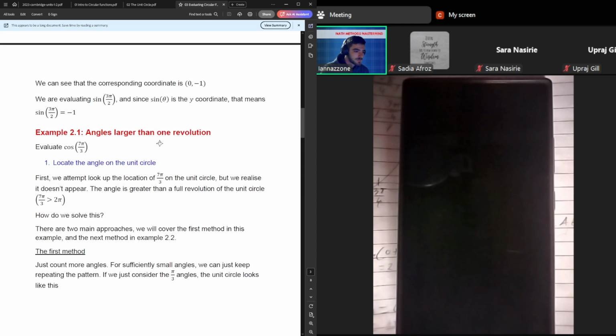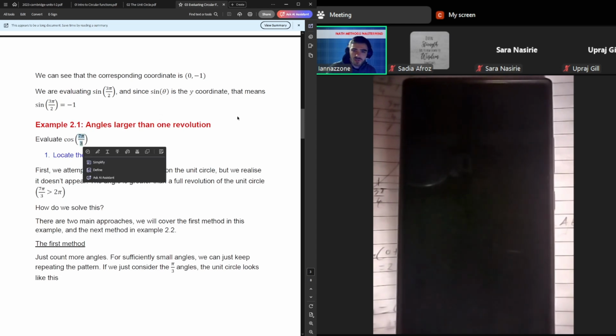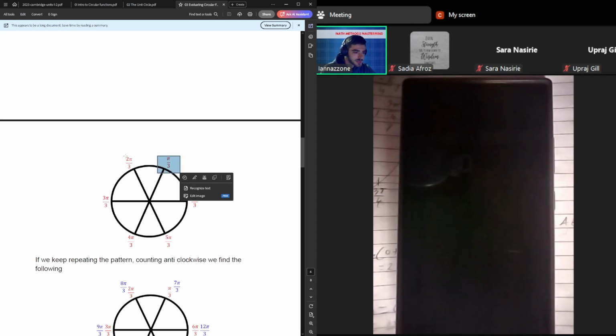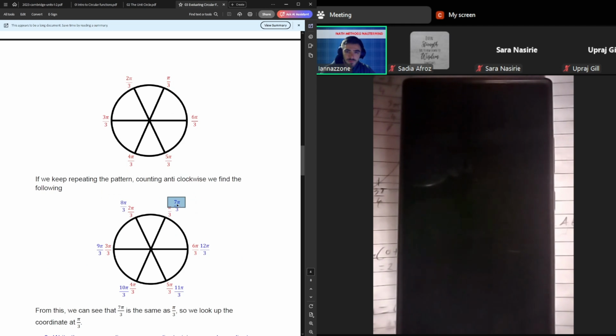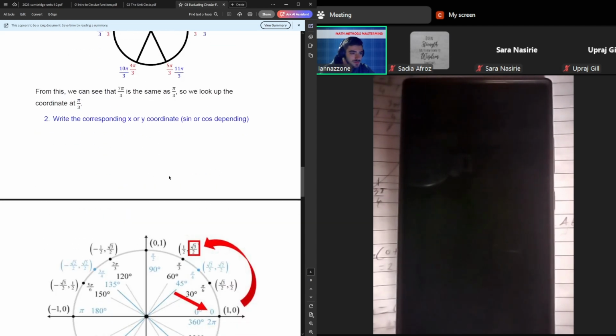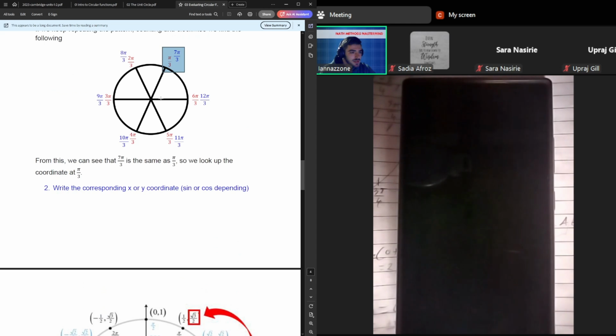There's two ways you could do it. If it's a small enough angle, you can just keep counting. So you can do pi over 3, 2 pi over 3, 3, 4, 5, 6, and then 7. If you just keep counting around the unit circle, you'll get there. Now, don't do that for massive numbers, that'll be kind of a headache, but if it's small enough, then by all means, just keep counting around, and you'll get to the equivalent spot.